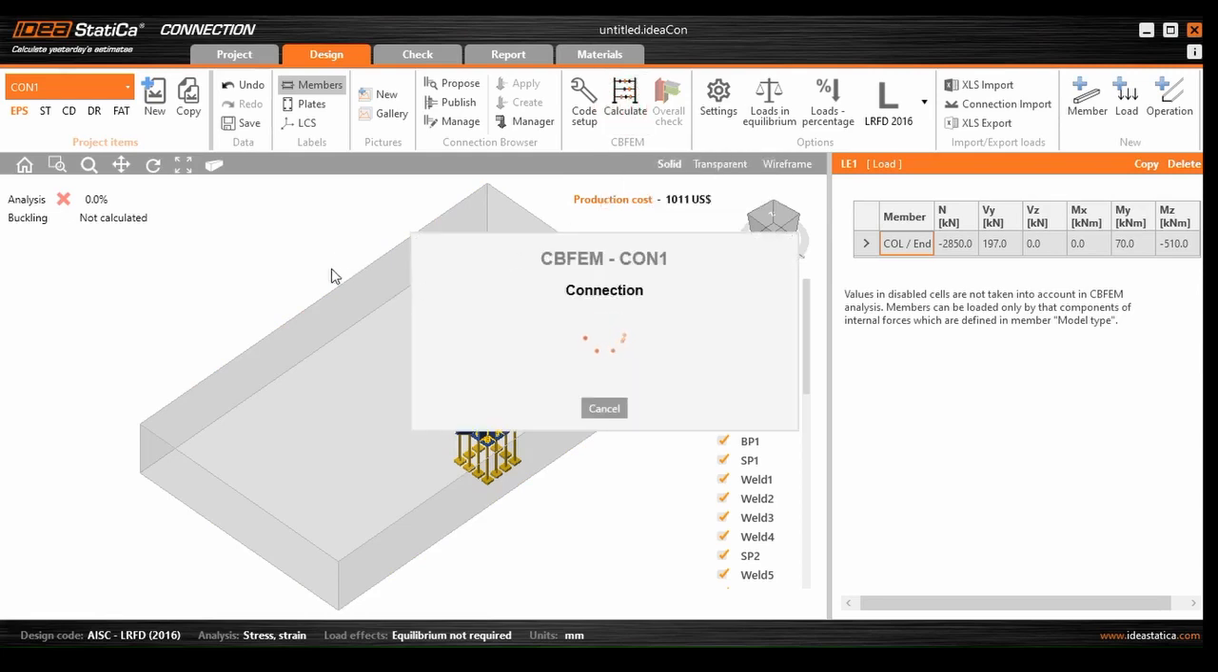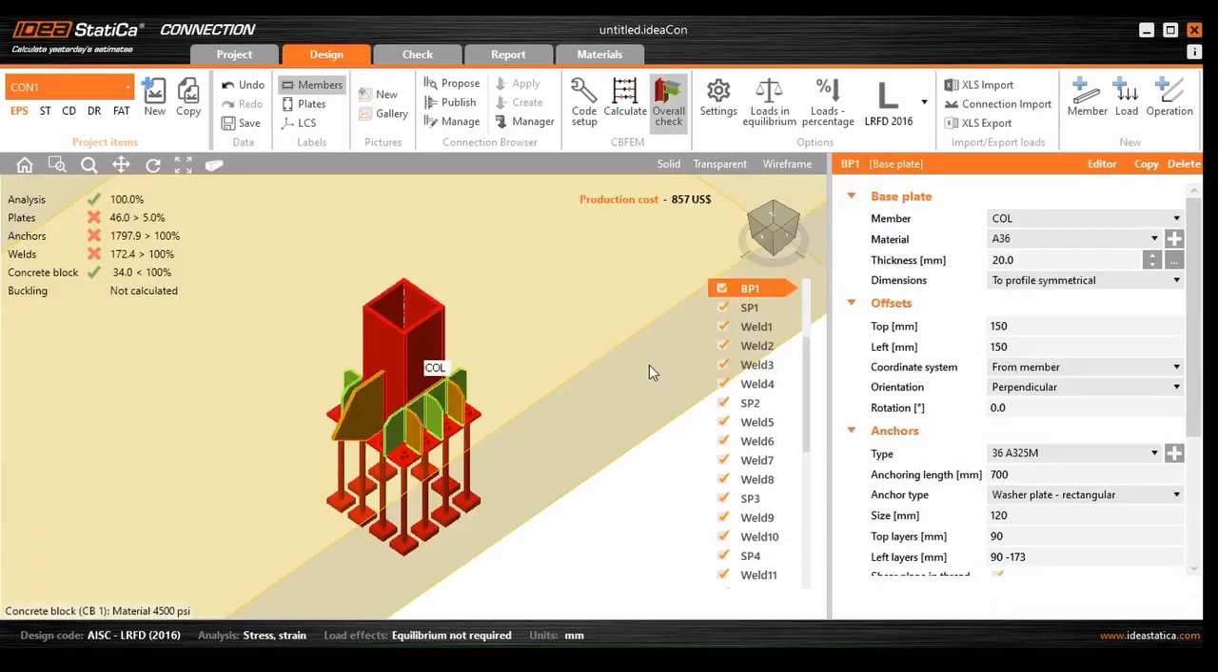It takes a few seconds up to a few minutes to finish the calculation, and it depends on the calculating power of your system. For my system, it takes usually 5 minutes to finish the calculation, so I will pause the video and wait for the calculation to finish, and after that I restart the session. So the analysis is done. Some plates, welds, and apparently all anchors are not qualified.